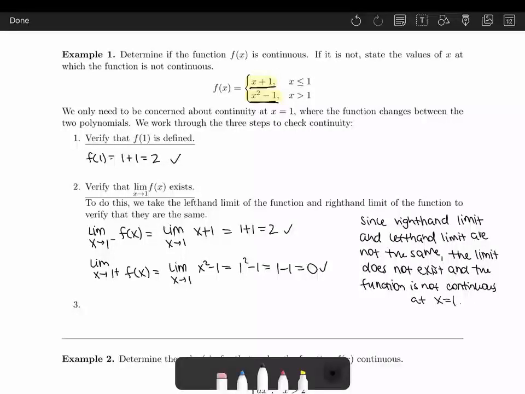We needed to verify that the function was defined at 1, which it is. We needed to verify that the limit exists, which it does not. Our step 3 was verifying that those two things were the same. So since the limit as x goes to 1 of f of x does not exist, there's nothing to compare. So we cannot compare the limit value and the function value.